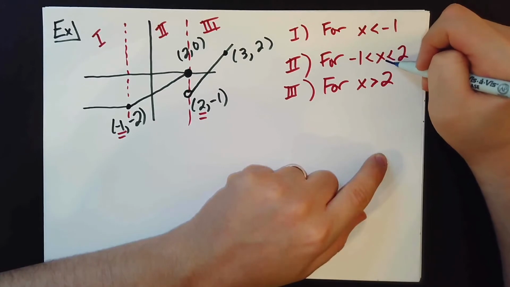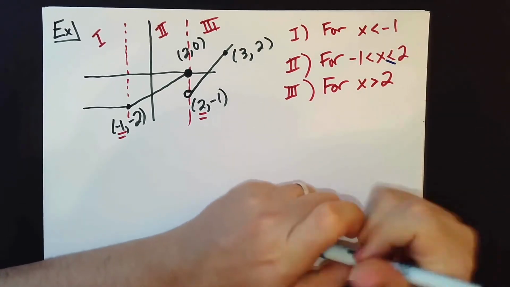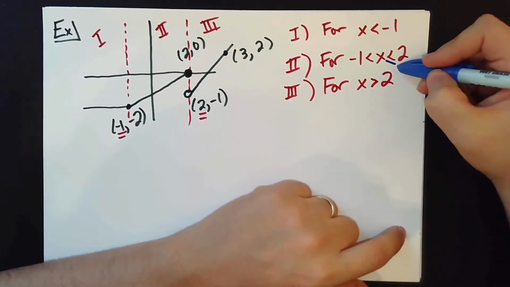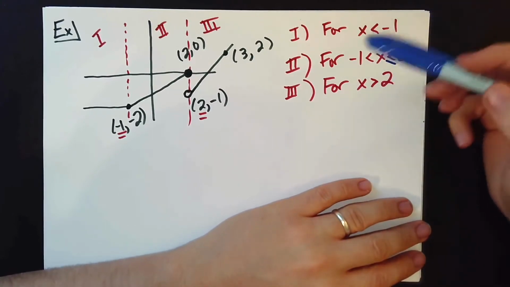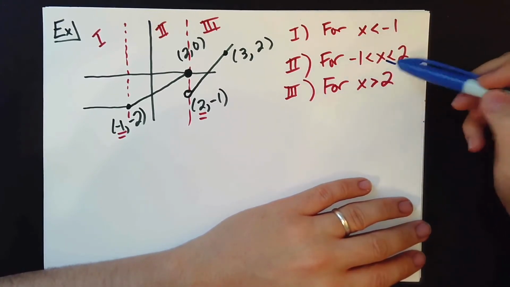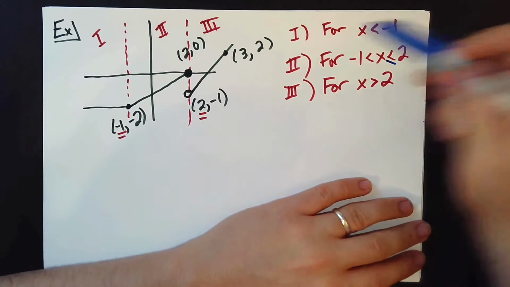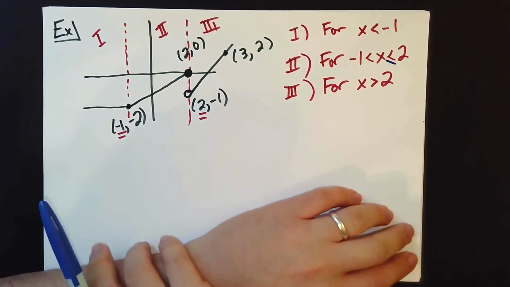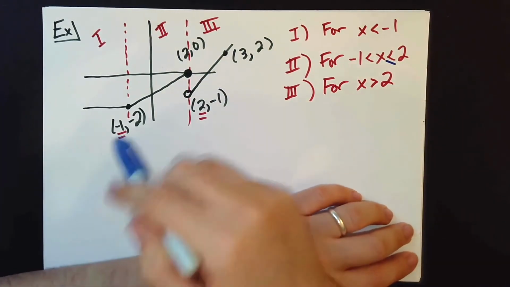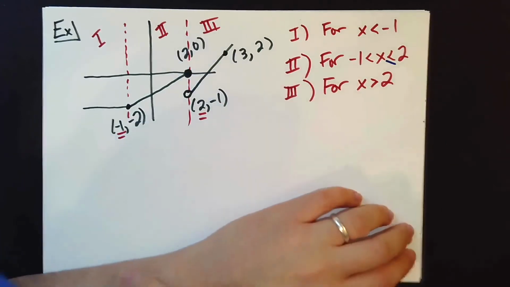That means I really need that. This extra blue slash turns this into -1 less than x less than or equal to 2. That finishes up that piece. What about over here? What do I need to do?